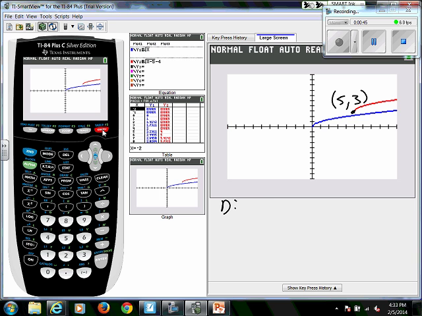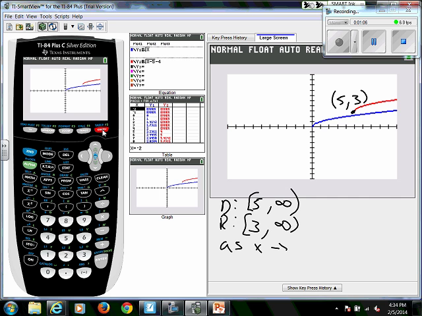So my domain, leftmost point is 5. The graph keeps going to the right forever, to infinity. Range. Lowest point on the graph is 3. And the graph keeps going up to infinity.